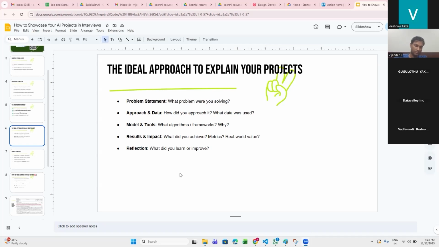So, what was the problem statement that you had? What was the approach that you used? And what was the data that was used? What are the models and tools that you used? And what are the trade-offs, or the pros and cons of using one model over the other? And what were the results and impact, right? What did you achieve? Metrics, right? What is the real world value that you got out of it? Correct.